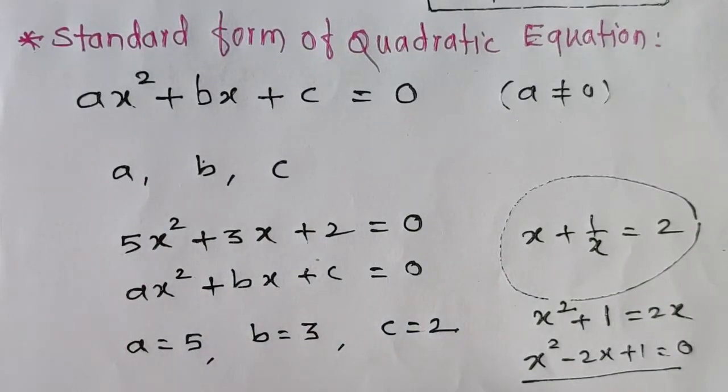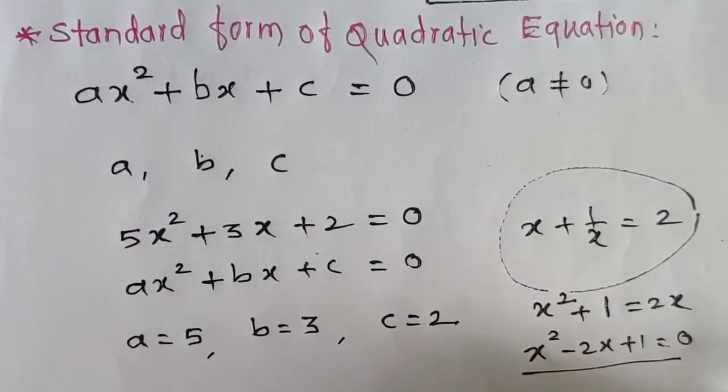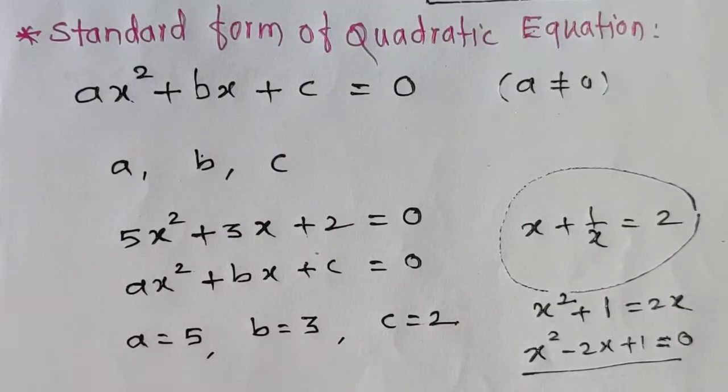So whenever we have to decide whether the given equation is a quadratic equation, first simplify the equation and write it in its standard form, meaning all the terms on the left hand side and 0 only on the right hand side, and then decide whether it is a quadratic equation. So is it clear, this quadratic equation?